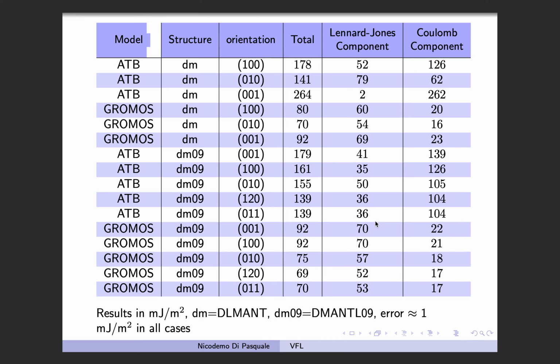In this table are summarized all the results that we obtained for different orientations, different models, and different experimental lattice parameters. We obtained very different values here, but we also recover the experimentally observed behavior of the interfaces, with the lowest surface free energy for the 010, 120, and 011 orientations.